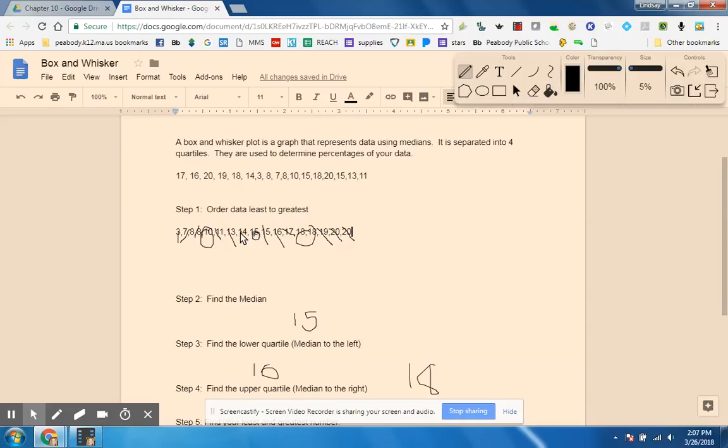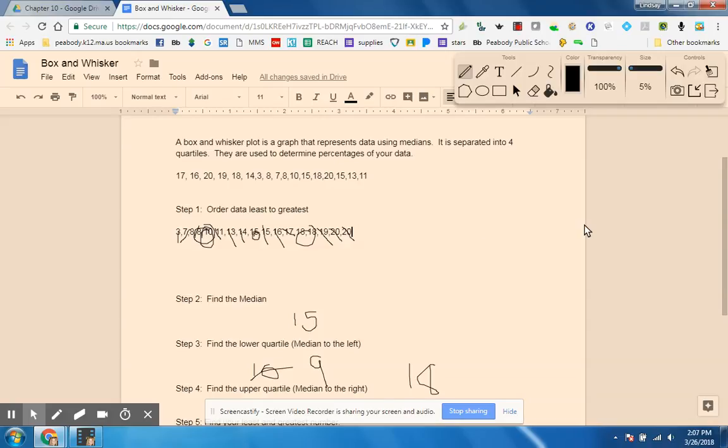Let me just check and make sure I didn't mess this one up. Oh, no, I did mess this one up. There's 2 in the middle, 8 and 10. So what's in the middle of 8 and 10? 9. Okay, I made a mistake there. So we have our median, which is 15. We have the lower quartile, which is the median to the left of the median, which is 9.